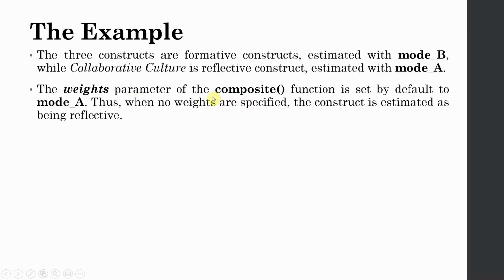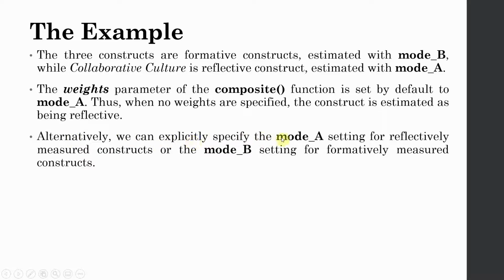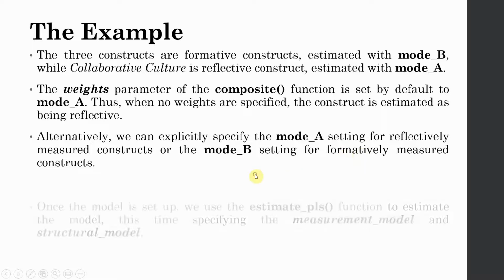Now, the weights parameter of composite, this is done through the weights parameter. We are going to add this new parameter to this composite function that we've been using all along. Now, it is by default set to mode A, obviously, because by default we take the constructs as reflective. Thus, when no weights are specified, the construct is estimated as being reflective. But if you have got a formative construct, you need to specifically mention mode B. Alternatively, we can explicitly mention mode A for reflective measurement constructs and mode B for formative constructs.